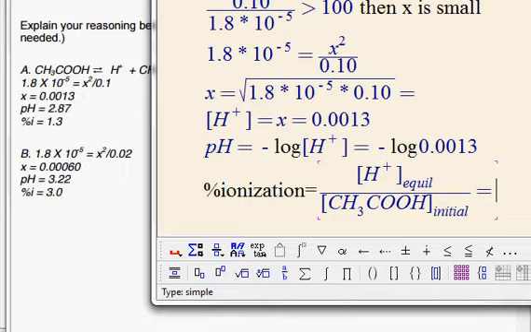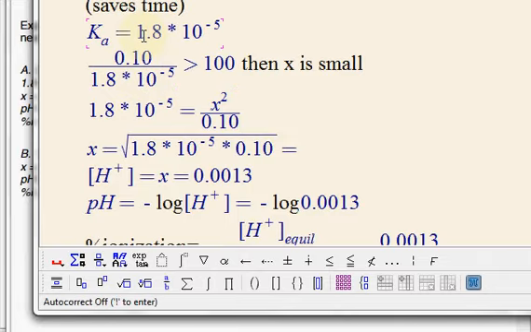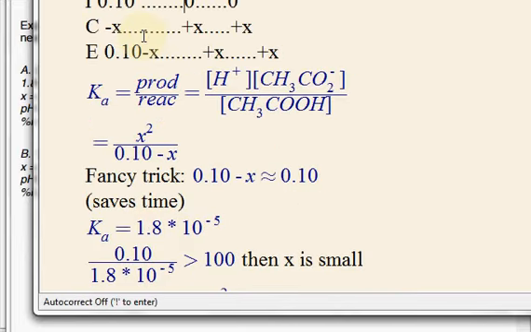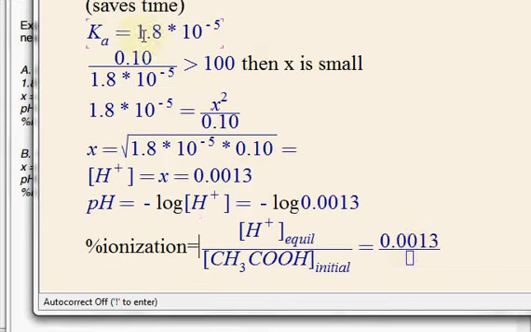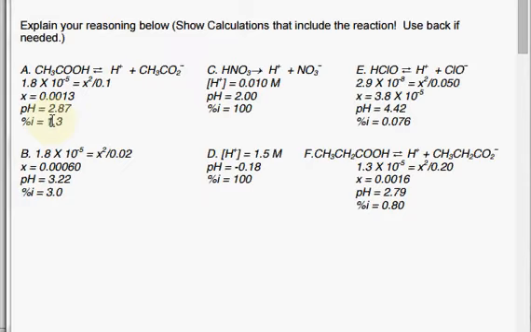And in this case, we have the H+ concentration over the initial, where is that initial constant? 0.1. And you get about 1%, 1.3%, looks like. So that's not too hard.